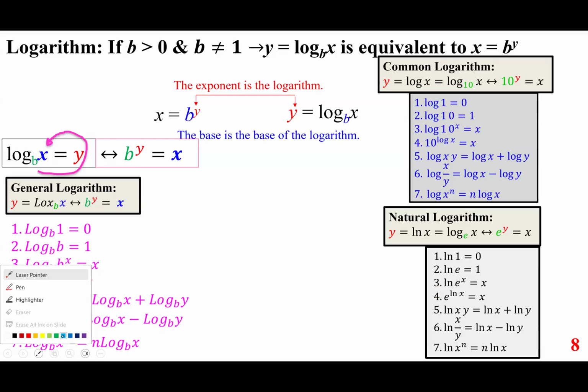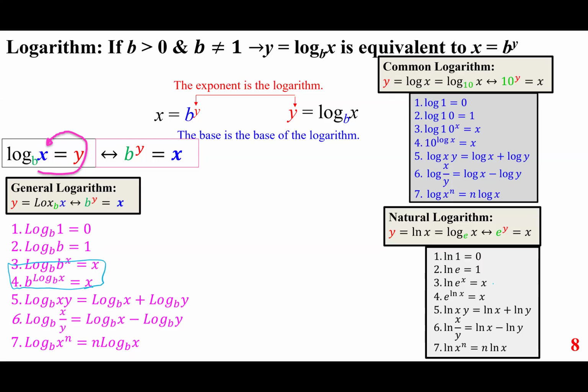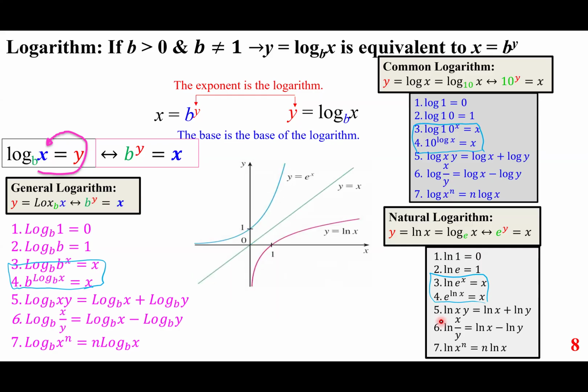Let me just make sure everybody understands that 3 and 4 refer to the fact that the functions, logs and exponentials, are inverse functions. 5, 6, 7 is just like that. Instead of log, just write ln. Okay? So the two functions are inverse of each other.